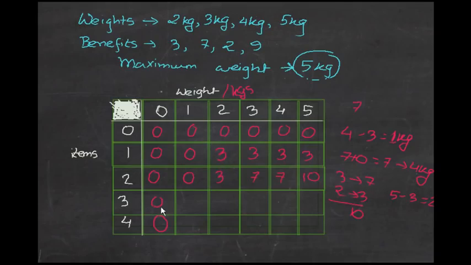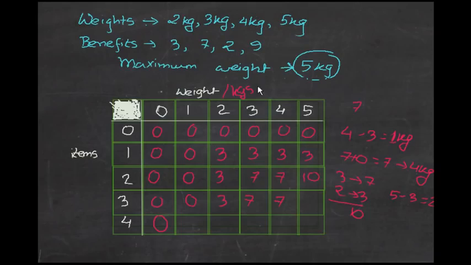Okay, moving on to the third item. Maybe it will get clearer as we go on to the other items. The third item starts from 4 kg, so the cells before that will be the same. When we reach 4 kg, the benefit is 2. Now this is a lot lower than 7, so we don't change it. We just keep it 7, because we always try to consider the maximum benefit.